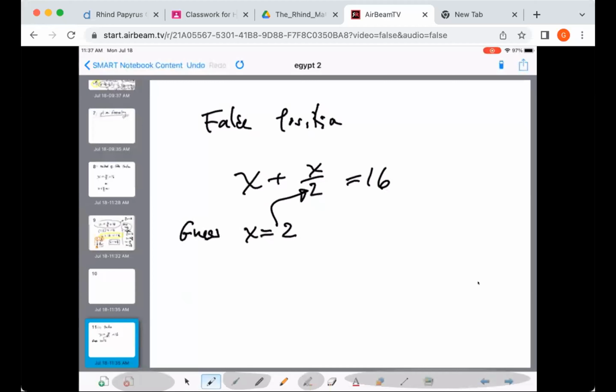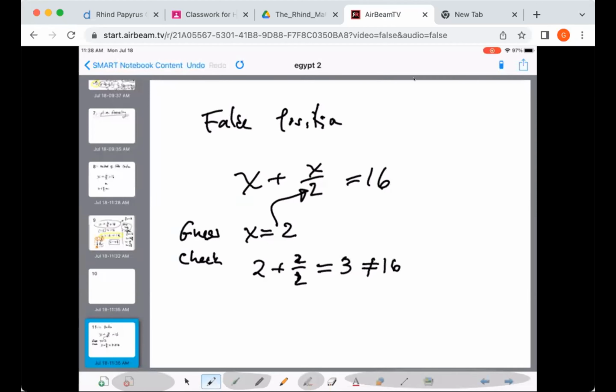Okay, so you start by guessing. In this case, I guess that the answer is 2. What's so good about 2? Well, 2 is an easy thing to check. 2 plus 2 over 2 is equal to 3, which means 2 is not the right answer. It's not the same thing as 16. So 2 was too small.